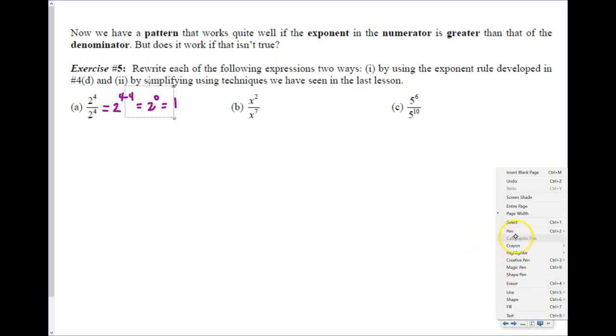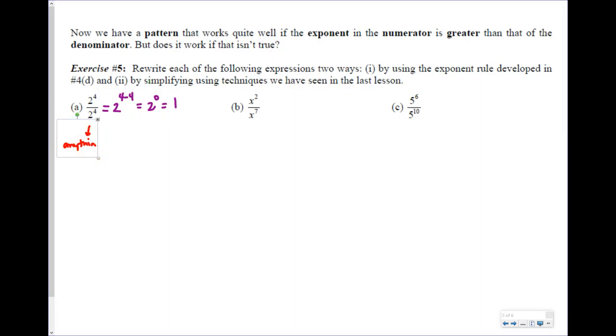The long way to think about this, or not using the shortcut, is to say, hey, look, anything divided by itself is 1. Right? And we know this. An example of this is like saying 3 divided by 3 equals 1. x divided by x equals 1. So why wouldn't 2 to the 4th divided by 2 to the 4th equal 1? Same idea. Okay?